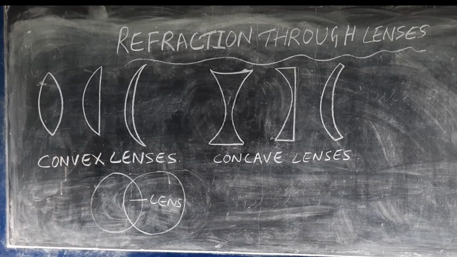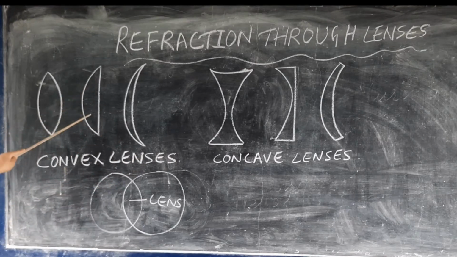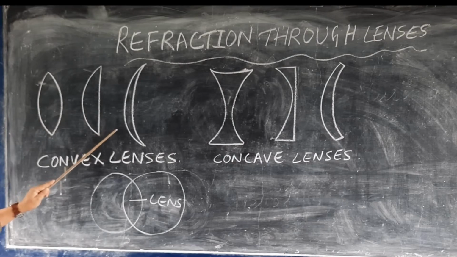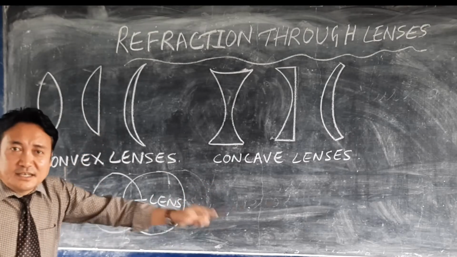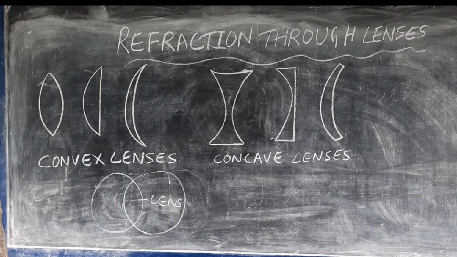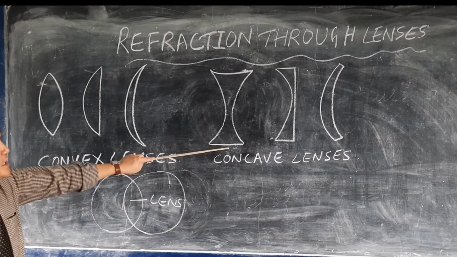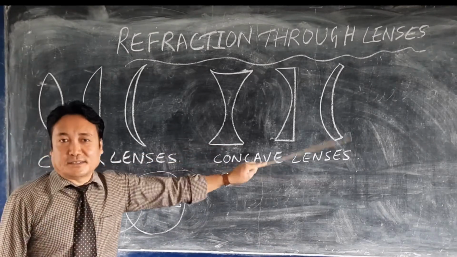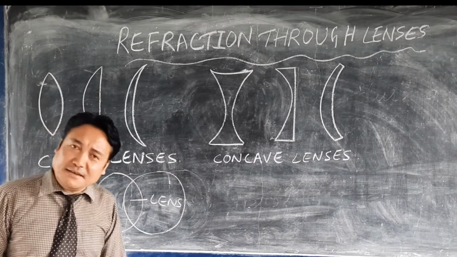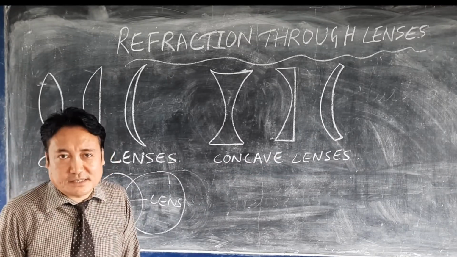The convex lens is thicker at the middle and thinner at the edge. Now let us come to the next one, the concave lens. The concave lens is known as a diverging lens.